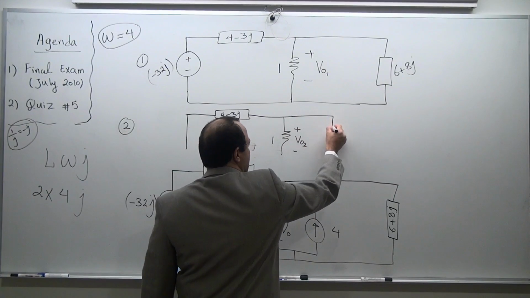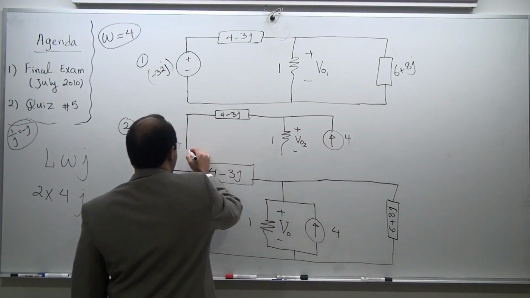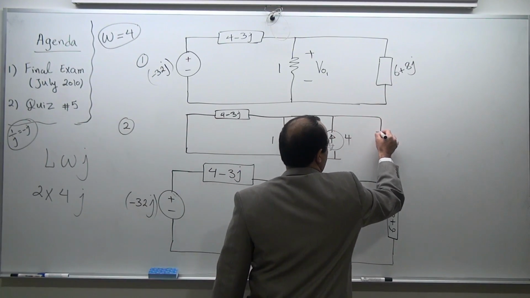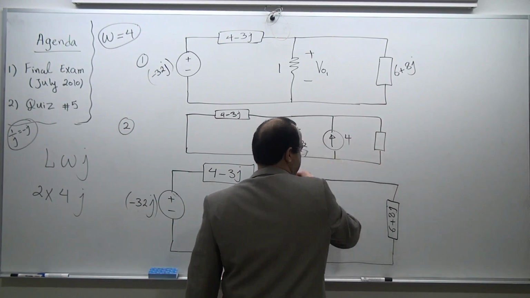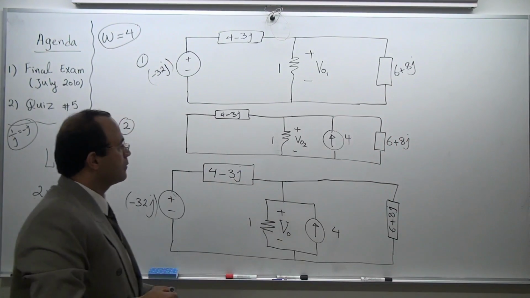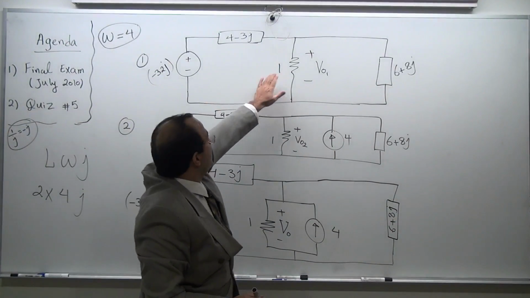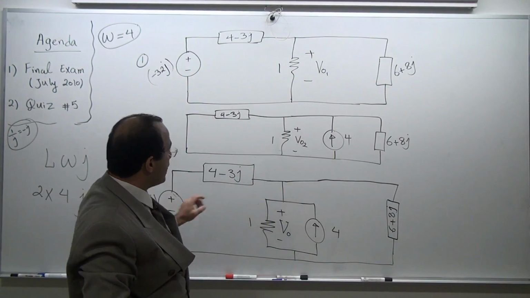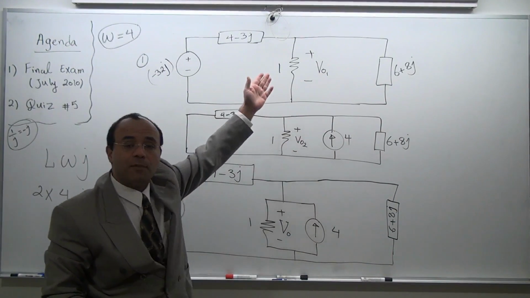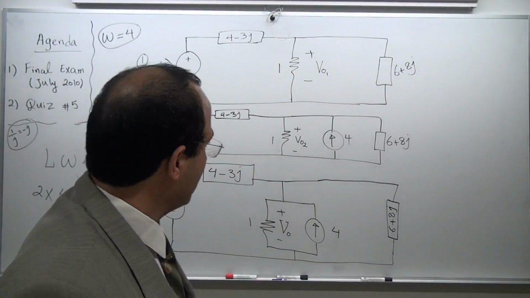So basically, I can actually redraw that for the comfort of my mind as how to see this. This is going to be the next one, 6 plus 8J. I need to find VO1 due to the contribution of the voltage source. I need to find VO2 due to the contribution of the current source. And if I sum them up in frequency domain, that's going to be the response in frequency domain.